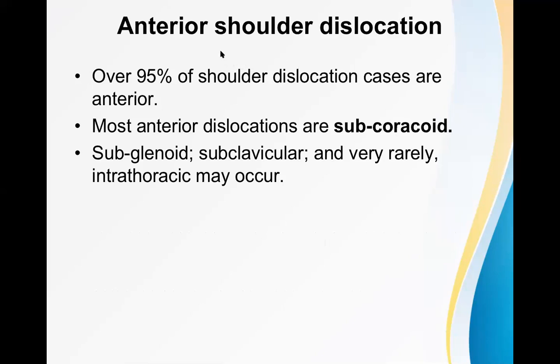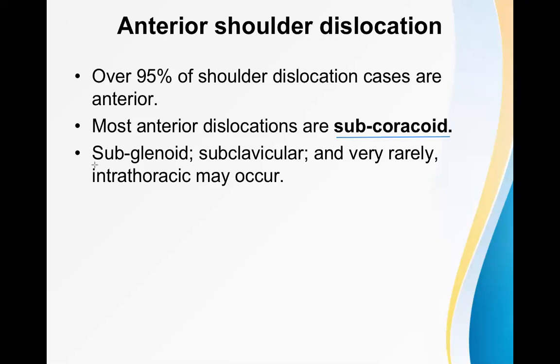Subcoracoid means the head of the humerus is lying below the coracoid process of the scapula. So this is an important point to note. See this? Because in the X-ray, we need to find this out. We need to find where the coracoid process is, and if the head is lying immediately below that, we call it subcoracoid displacement. It is very common in anterior shoulder dislocation.